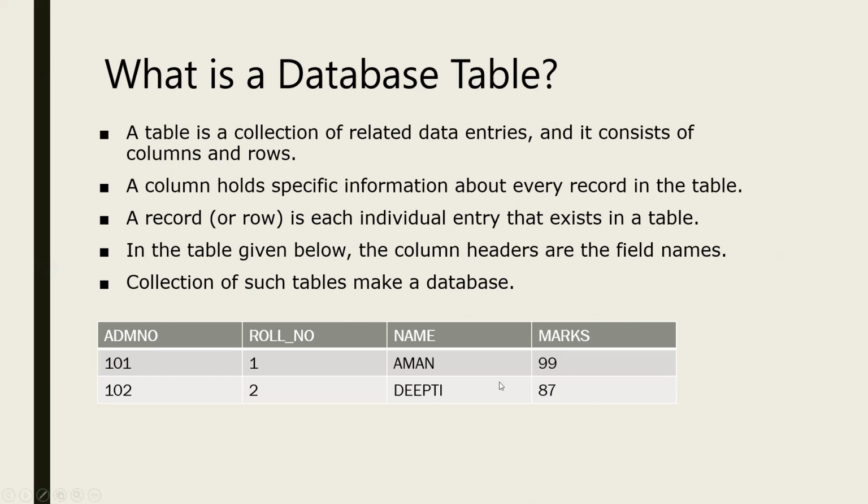As you can see in the table given below, there are 4 fields I have taken: admission number, roll number, name, marks. These 4 column names are also called the attributes of the table. And you can see here that I have taken 2 records, that is 101, roll number 1, name Aman, marks 99. So when I enter the values of all the fields, it will create one record. All the field names and the records together will create one table. And many such tables will create a database.